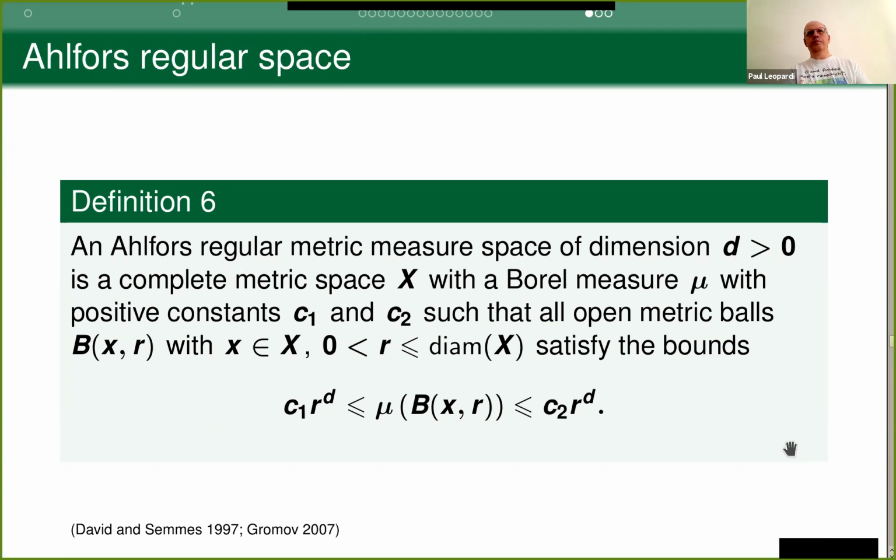So by way of definitions, firstly we have to deal with this idea, as mentioned in the theorem at the beginning, of an Ahlfors regular metric measure space. An Ahlfors regular metric measure space of dimension d is a complete metric space X with a Borel measure, mu, with positive constants C1 and C2, such that all open metric balls, B_X(x,r), with r less than or equal to the diameter of X, satisfy bounds.